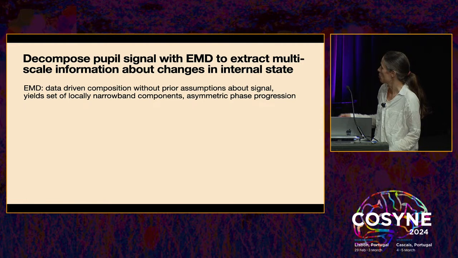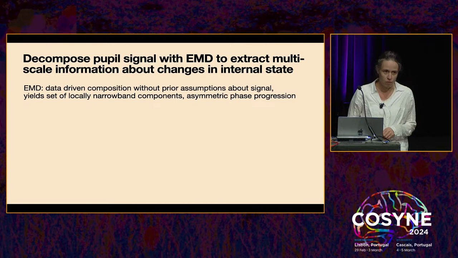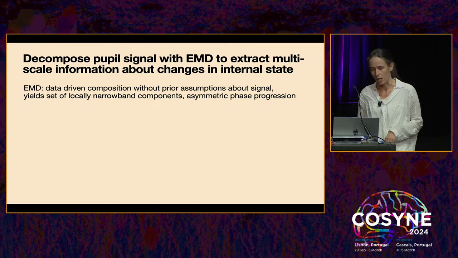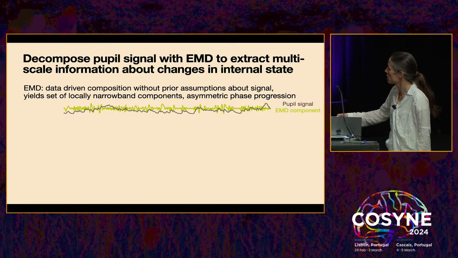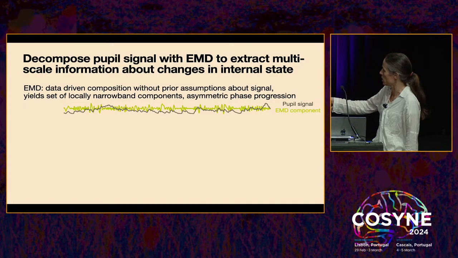And this method allows us to extract this multiscale time information about changes in internal state. So the EMD, or empirical mode decomposition, is a very data-driven decomposition method that doesn't make any assumptions about the underlying signal. But what it yields is a set of locally narrowband components that can have asymmetric phase progression. And what I show you here is basically the pupil signal in gray, and one of the components that is extracted by the EMD, the most high-frequency component. You can see that this component captures some of these high-frequency fluctuations in the signal.